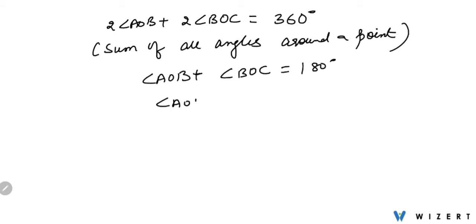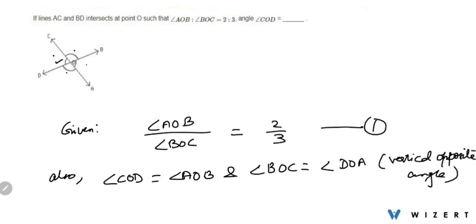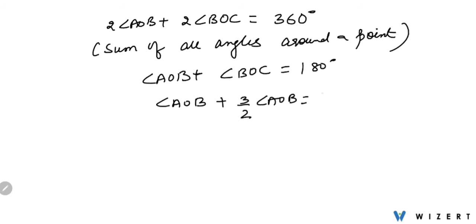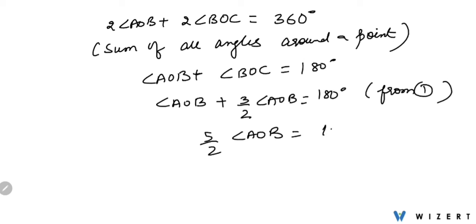So angle BOC can be written as 3 by 2 times angle AOB with the help of the first equation, and if we simplify, we get the value of angle AOB, which will be equal to 72 degrees.